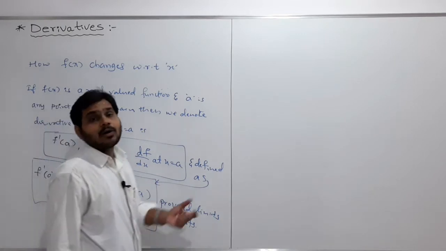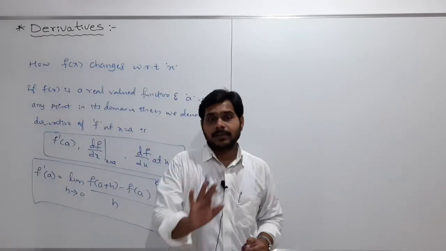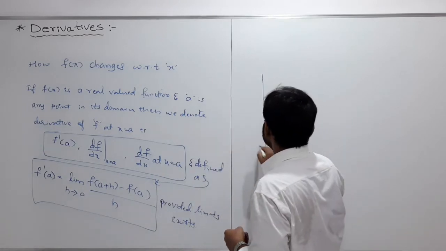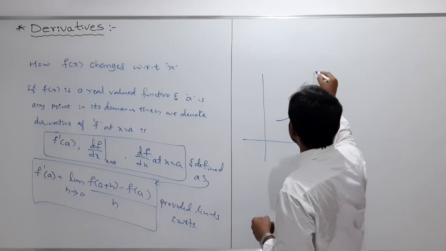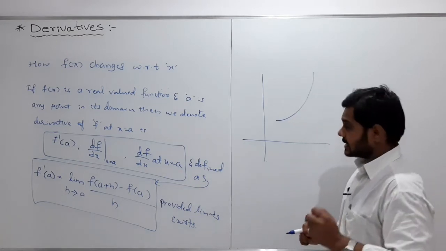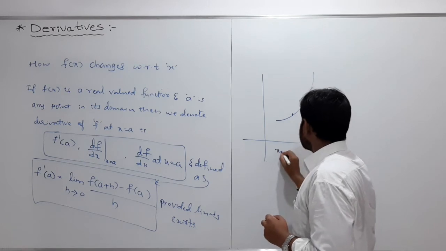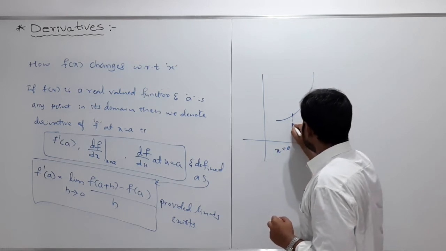So you may ask how I derived, how I wrote this one, my dear students. For this, consider any one curve of the given function. Here I'll take one point, x is equal to a, that I am going to take here, my dear students.